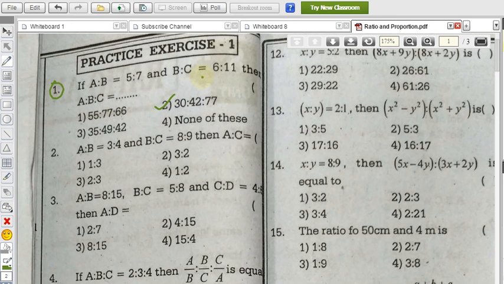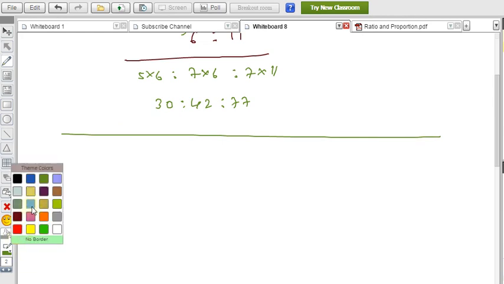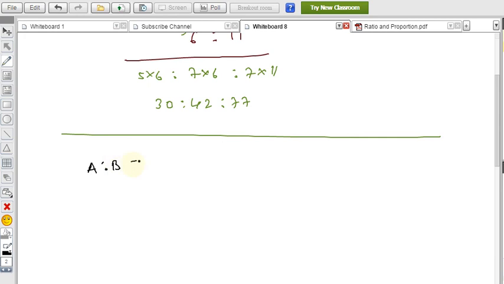Next one: A is to B is 3 : 4, B is to C is 8 : 9. But they are asking only for A to C. Generally the previous formula is for A : B : C. First we'll find out A : B : C, then from that we'll take only the A : C value. Because your B value is 4 in one ratio and 8 in the other. A : B is 3 : 4, B : C is 8 : 9.